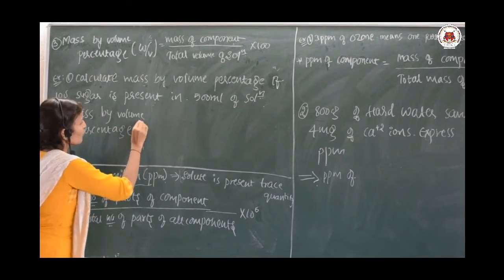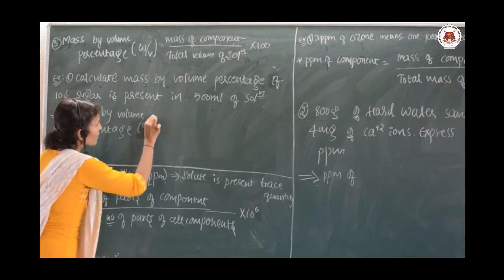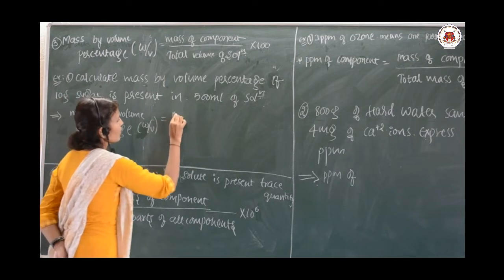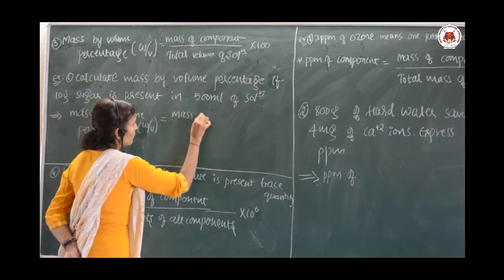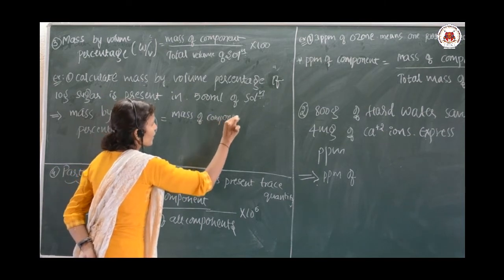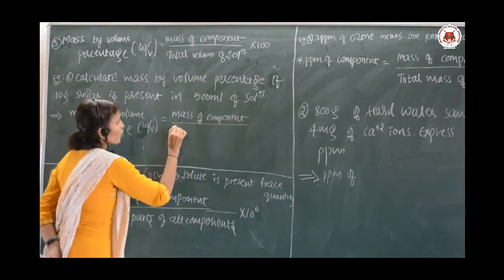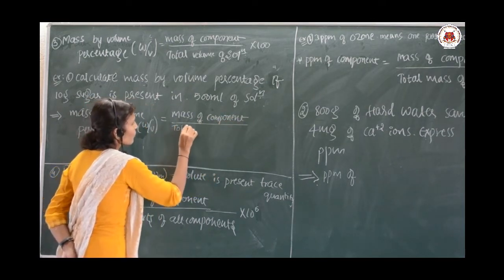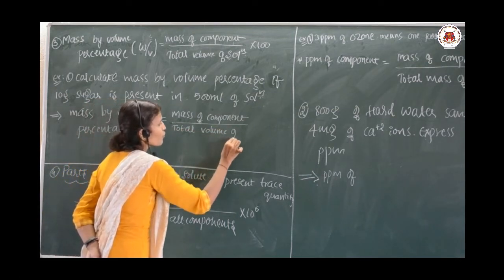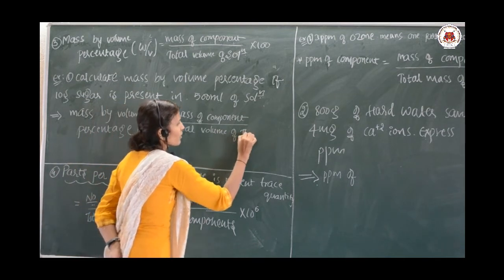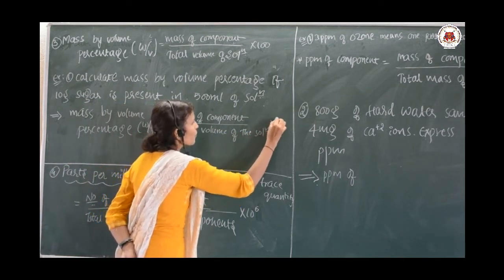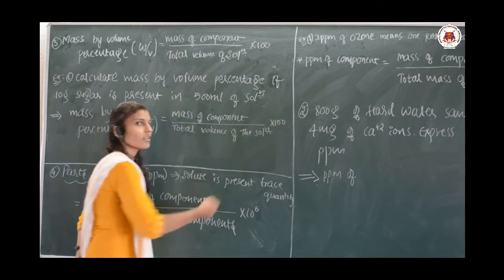Mass by volume percentage W by V is equal to, you know it, what is the formula? Mass of the component divided by total volume of the solution into 100. Okay.